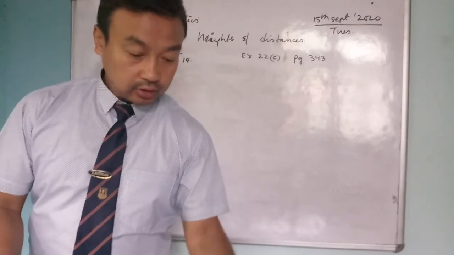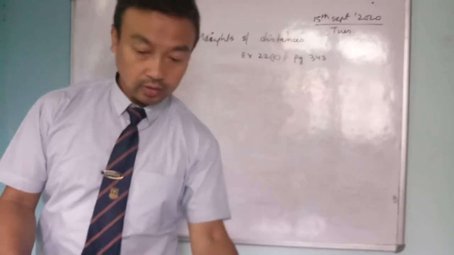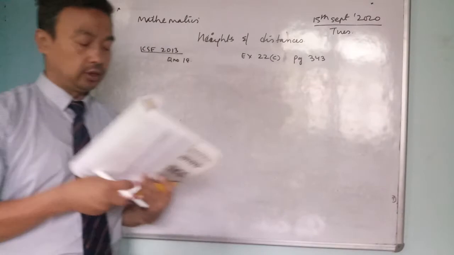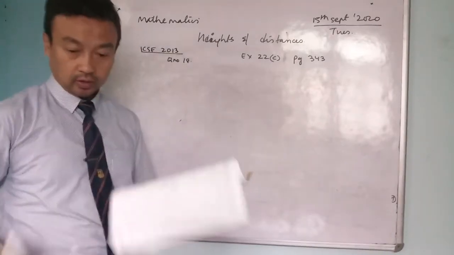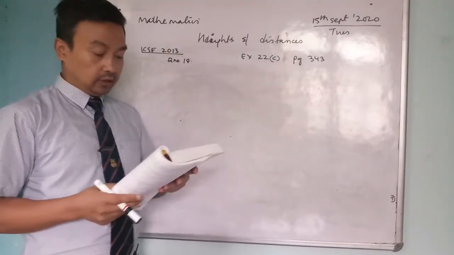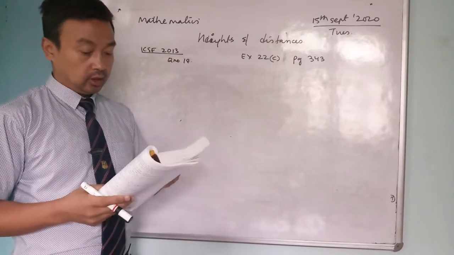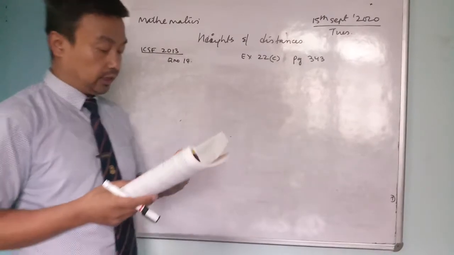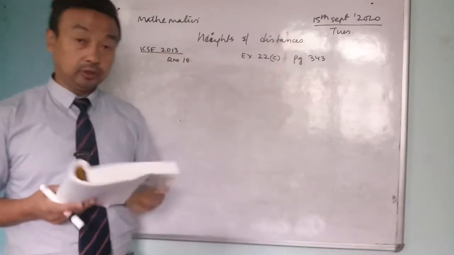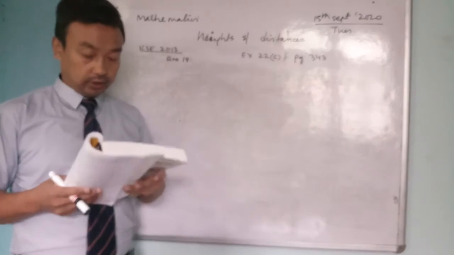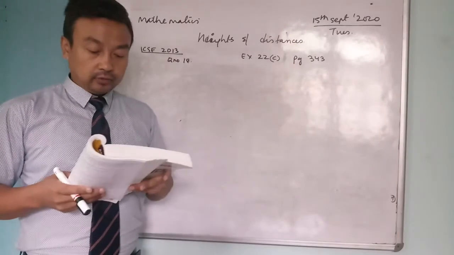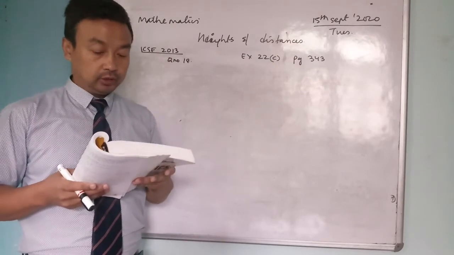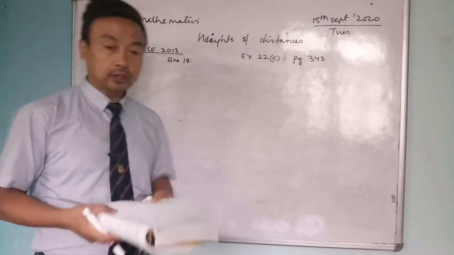Let us read the question. In the figure given above, from the top of a building AB 60 meters high. That means this is somewhat similar to what we did just now. The angles of depression of the top and bottom of a vertical lamp post CD are observed to be 30 degree and 60 degree respectively.